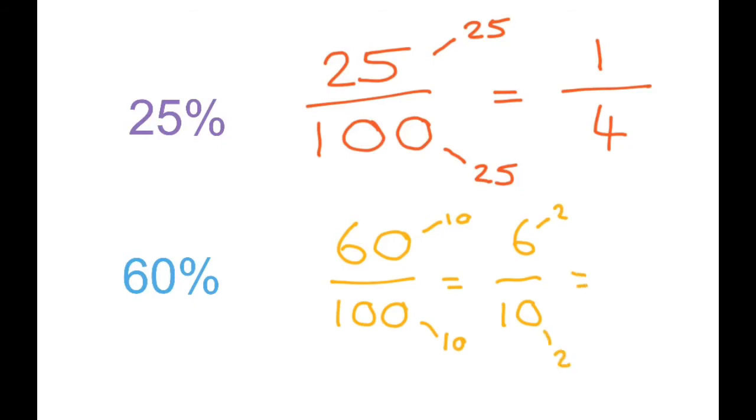2 goes into 6 3 times, and 2 goes into 10 5 times. So the simplest form of 60 out of 100 is 3/5. So 60% as a fraction is 3/5.